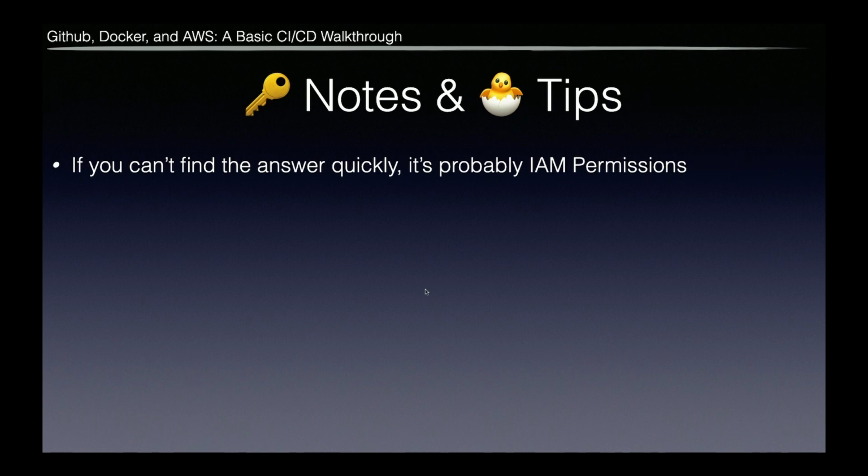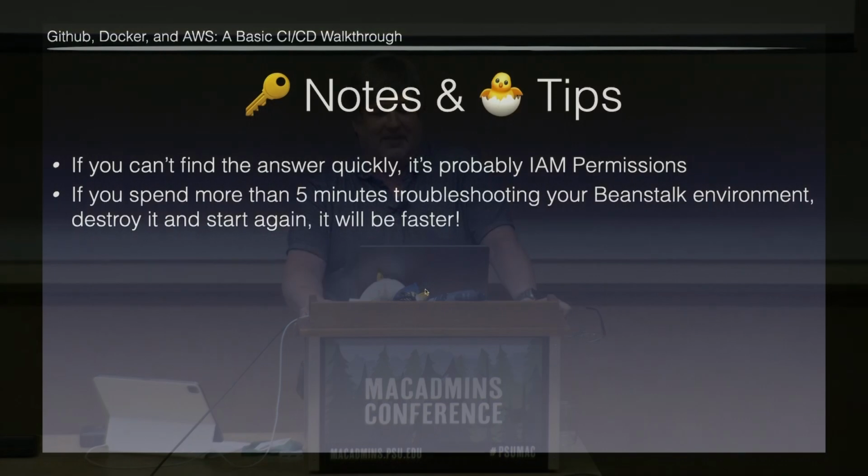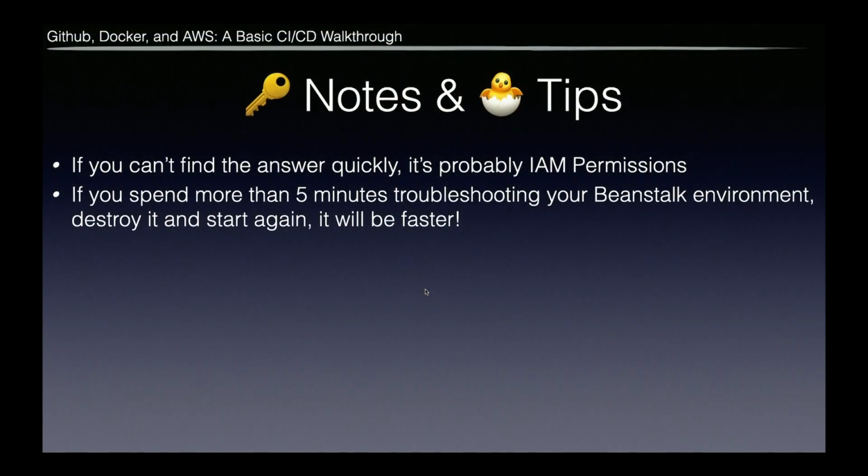Just tips and tricks as you hit the end of it, and I'm actually done a lot earlier. I can do any walkthroughs if anybody wants to see anything specific. If you can't find the answer quickly while you're doing this, it's probably IAM. It's probably, well, I should also say security groups between your environments. It's one or the other because they're very specific and very granular, and you just have to pay attention to it. If you spend more than 5 minutes troubleshooting Elastic Beanstalk or CodePipeline, destroy your environment and start again, because you made some error that it's going to take you much longer to track down than it will to go through a runbook that takes 3 minutes to recreate your environment.